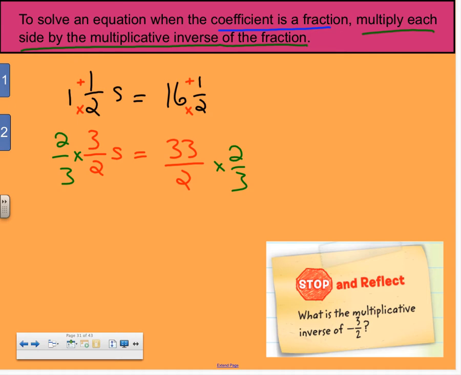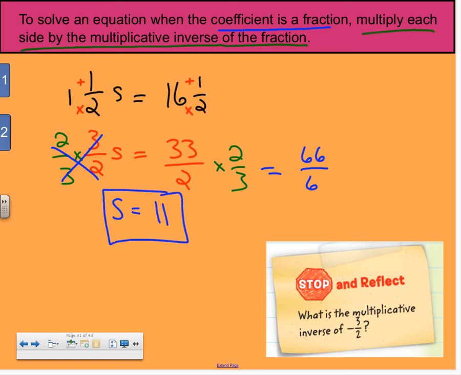Remember that these will cancel out and leave S. And now I'm left with 33 times 2, which is 66. 2 times 3, which is 6. That one's fairly obvious. 6 goes into 66 11 times. Now remember, I need to be taking this 11, putting it back into the original problem, and if I multiply 11 times 1.5, I should get 16.5, which I do.